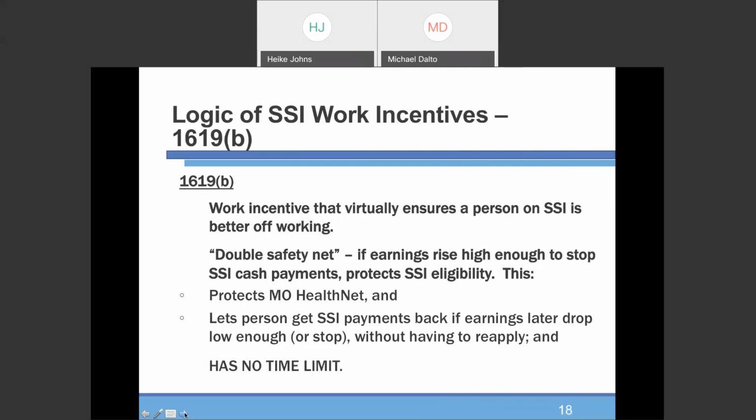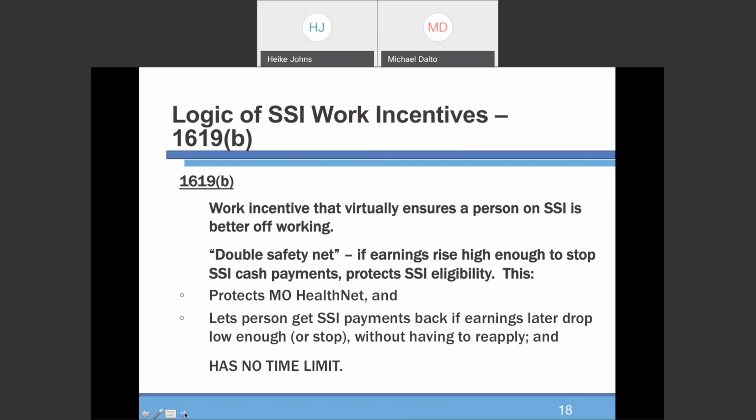1619(b) can be seen as a double work incentive, sort of a double safety net, because it does two things. It enables a person whose earnings go up high enough to reduce their SSI to zero to still keep SSI eligibility. And that does two things. It protects their MO HealthNet, lets them keep MO HealthNet even though their SSI payments have stopped. And if anything happens to their earnings later, if they drop low enough or they stop working, the person can get SSI payments back just by calling Social Security. They don't have to reapply and start over again.